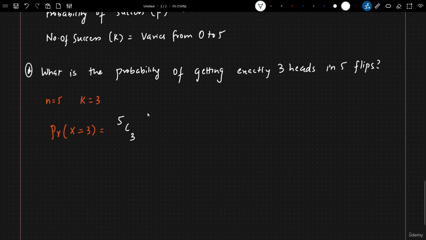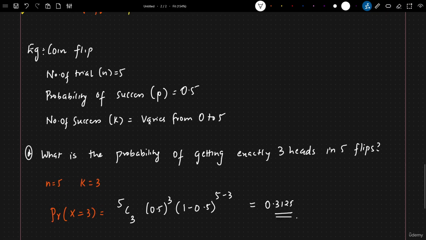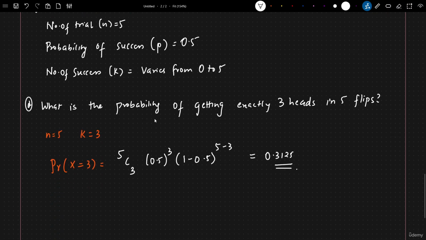Then p to the power of k, where p is the probability, 0.5, to the power of 3. Then I have 1 minus 0.5 to the power of 5 minus 3, n minus k. And if you go ahead and calculate this, you will get 0.3125. This is the beautiful answer you can get, and this is the kind of question you may get as a data analyst or in interviews. What is the probability of getting exactly 3 heads in 5 flips?